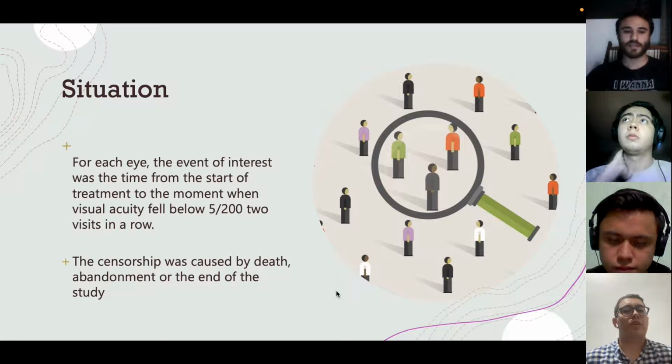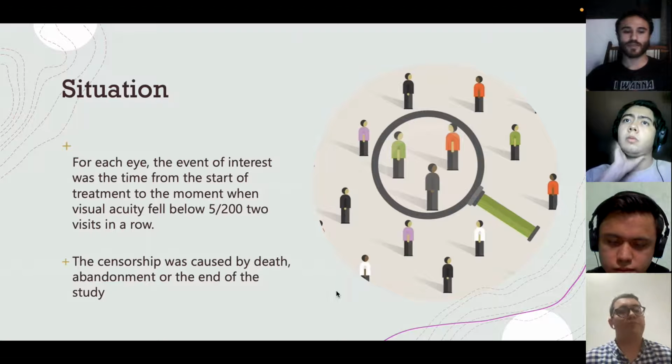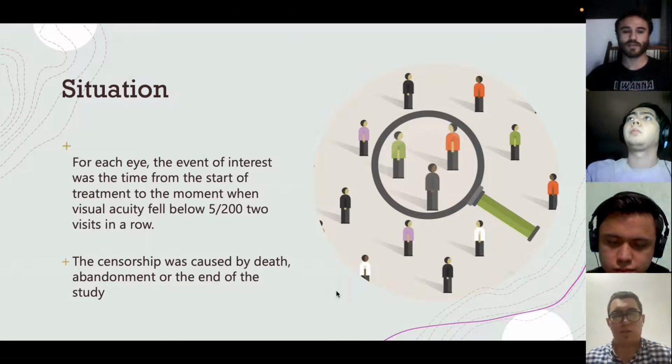For each eye, the event of interest was time from start of treatment to the moment when visual acuity fell below 5/200 at two visits in a row. The censorship was caused by death, abandonment, or the end of the study.